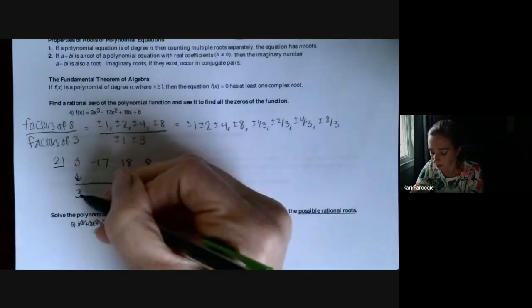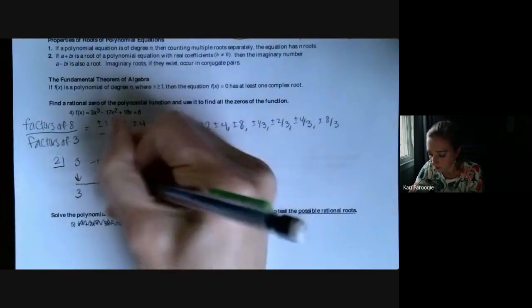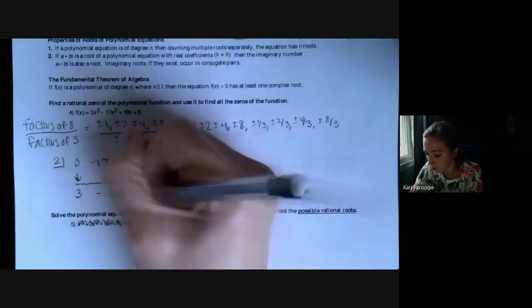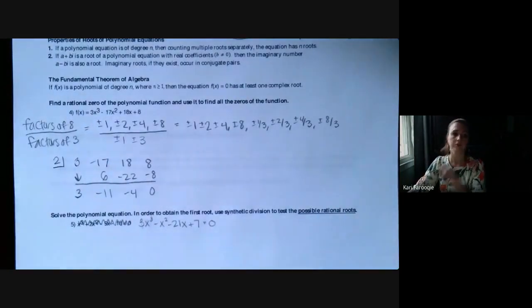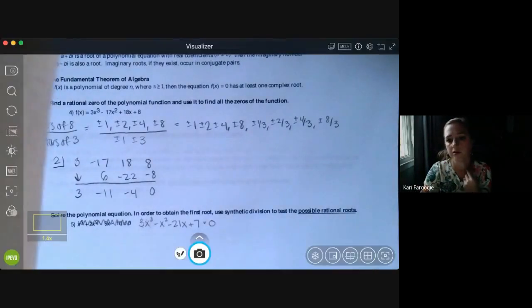So we pull down the 3. 2 times 3 is 6. And then we're just going through that process of multiplying and adding. And if you've done this correctly, you should end up getting a 0 remainder, which is exactly what we want.